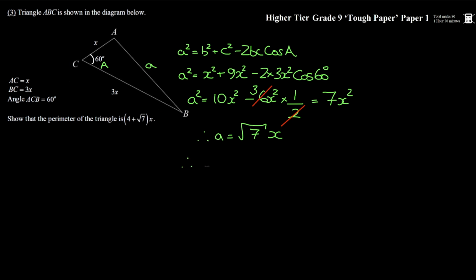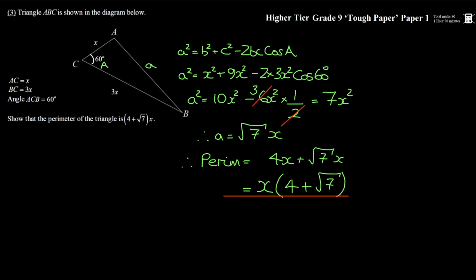Okay, so therefore the perimeter is equal to these 2 guys, which is 4x plus root 7x. So just as they've done, I can take x out as a common factor, leaving inside the bracket 4 plus root 7. And that is your answer and the proof.